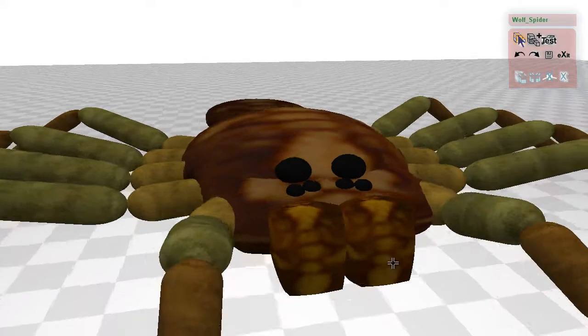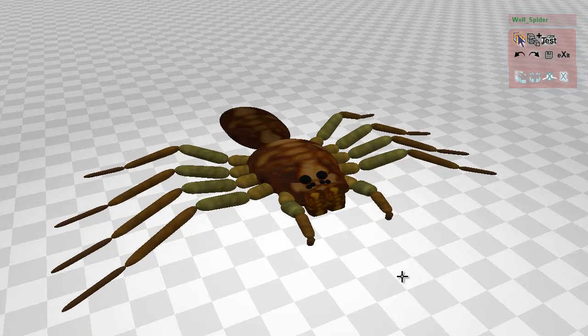Hello everyone. Today we have a spooky spider. However, its motion isn't too spooky, so let's take a look and see if we can do anything about it.